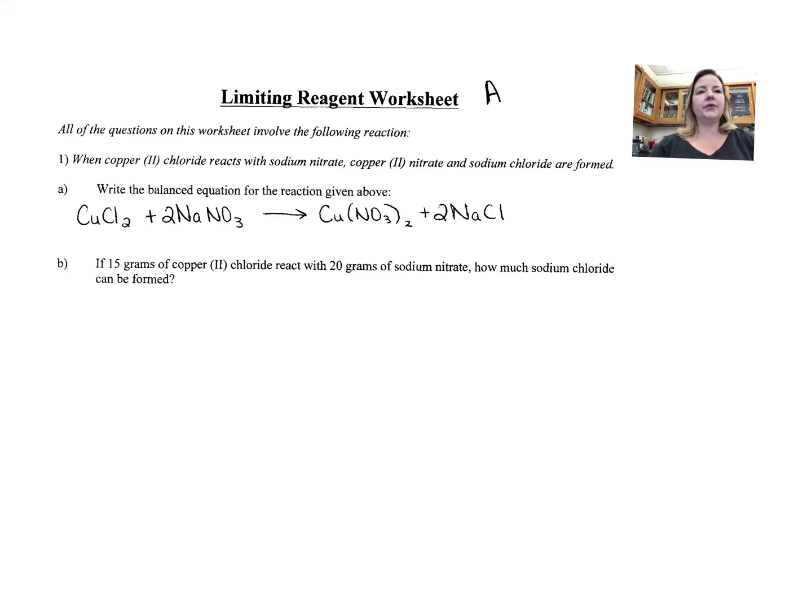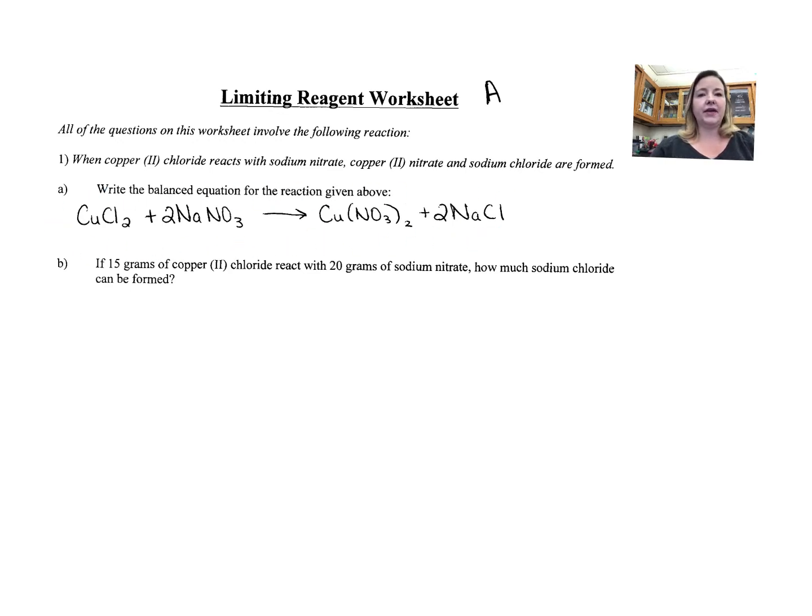So this is limiting reagent worksheet A. The first question says when copper(II) chloride reacts with sodium nitrate, copper(II) nitrate and sodium chloride are formed. So the first thing that we have to do in any type of stoichiometry is to write the balanced equation for the reaction. Now I do have that written out for you, so we can go ahead to solve problem B.